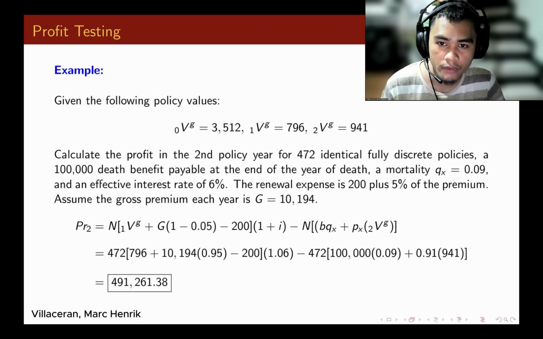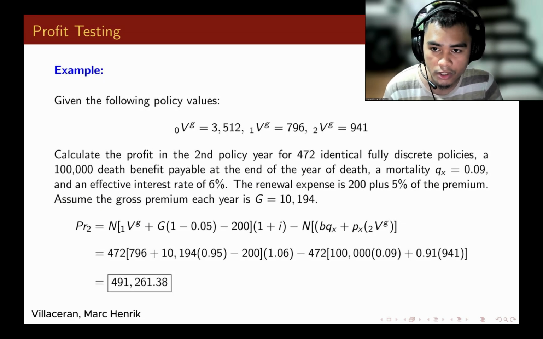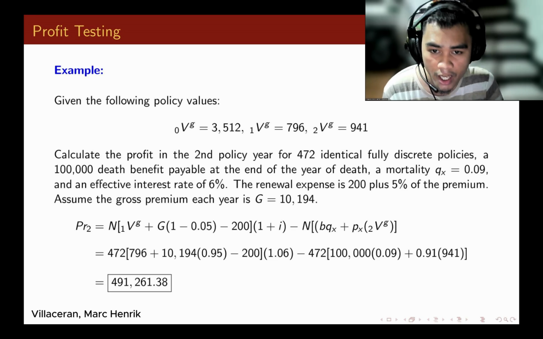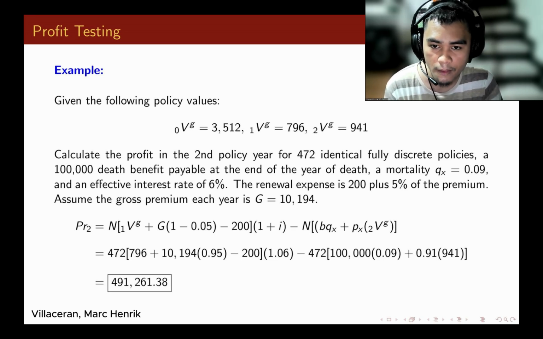So next is an example of profit testing, given the following policy values: gross benefit reserve at time 0 equals 3,512, at time 1 equals 796, and at time 2 equals 941. We will calculate the profit of the second policy year for 472 identical fully discrete policies, with a 100% net benefit payable at the end of the year of death, mortality q sub x equals 0.09, and an effective interest rate of 6%. The renewal expense is also given, which is 200 plus 5% of the premium. Assume the gross premium each year is G equals 10,194.